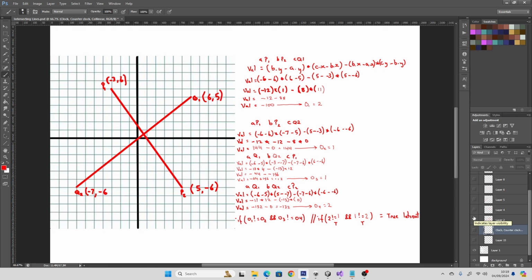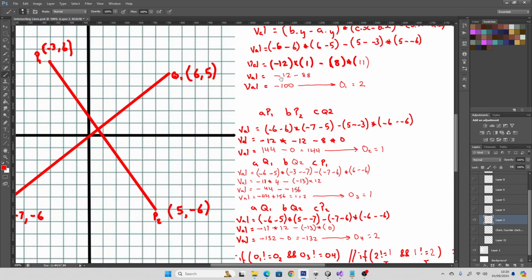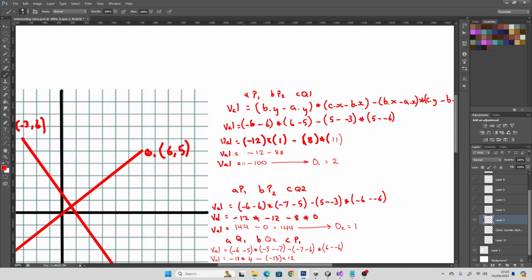So here are the calculations I've done for two crossing segments. We've got P and Q. I've got all the points for P1 and P2, and the points for Q1 and Q2. And we're going to start putting things into our equations. I need to get four different outcomes. The first one is testing the line of P to a point on Q.